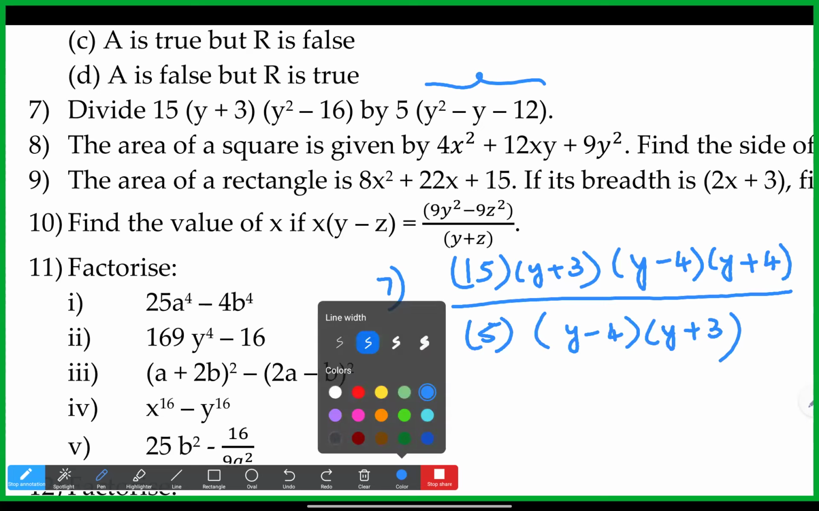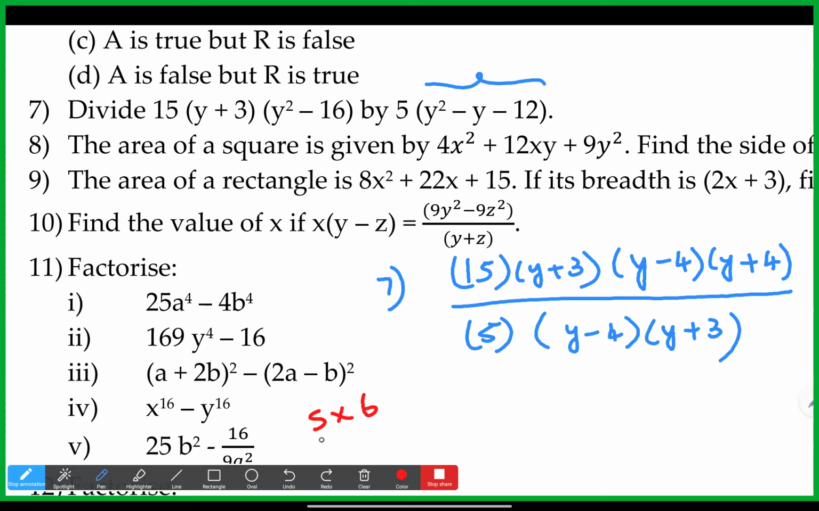Now, if you observe, this is the same as, for example, if you have numbers like 5 by 5 into 6 by 1 into 5 into 6, we'll cut numbers like that. Here it's everywhere multiplication between the terms in the numerator and denominator. We can see brackets everywhere, which means multiplication between them. So this y plus 3, you can cut y plus 3, minus 4 and 5 and 15 also.